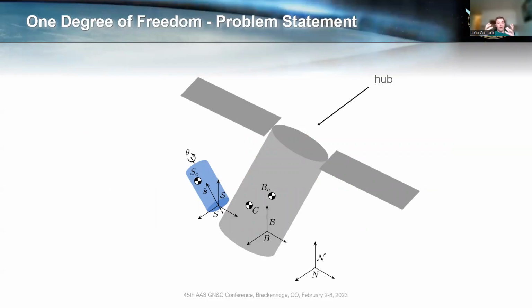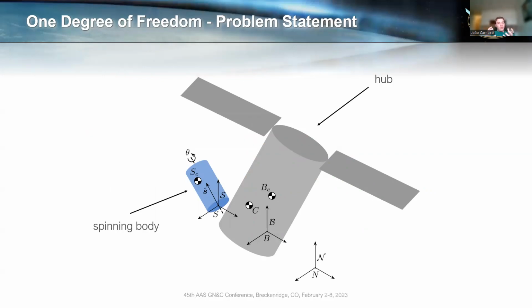We have a hub in gray. The hub has its own center of mass, BC, has its own frame, B, and attached to that hub in blue is a spinning body. That spinning body also has its own frame, S, has its own center of mass location, SC, and it has an axis about which it rotates, S hat, and the angle about that axis, S hat, is called theta, and the angle rate is theta dot.